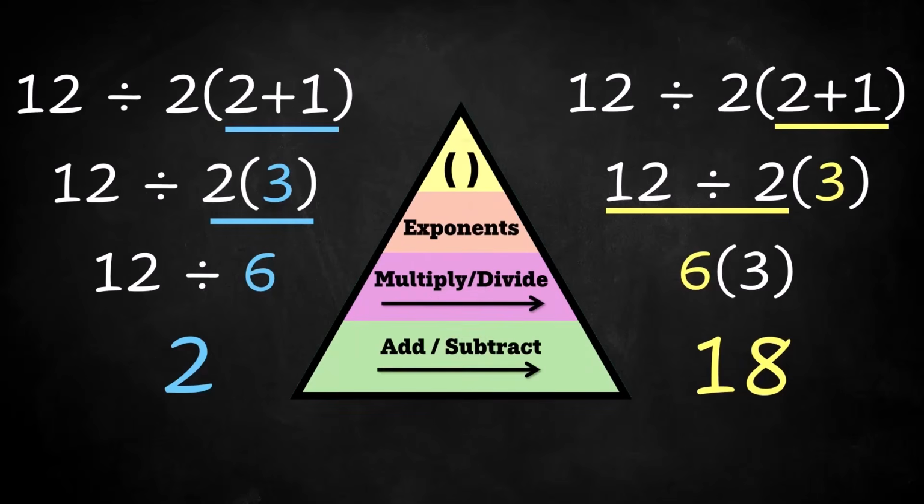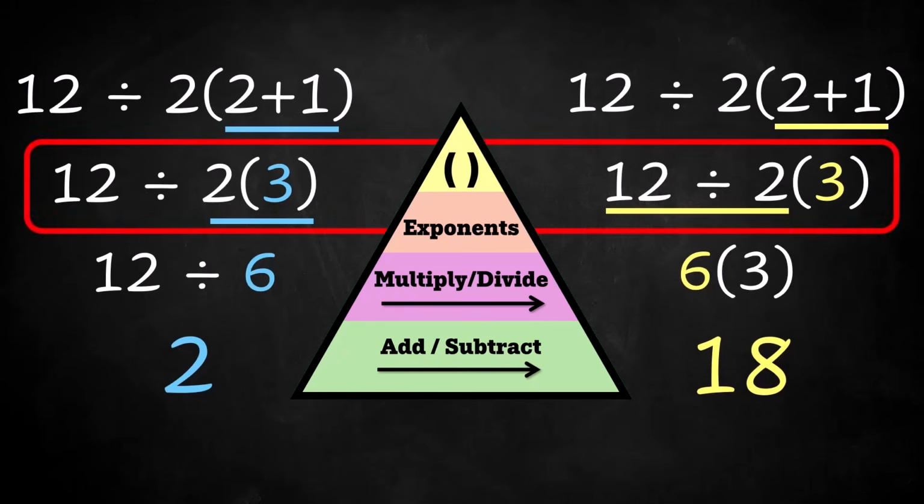PEMDAS. What does that mean? You do everything that's inside grouping symbols first, then you do your exponents, and if you have square roots, that would be right here. Then you multiply and divide in order from left to right, and then you add and subtract in order from left to right. Since they both started the same way, let's take a look at that second line.